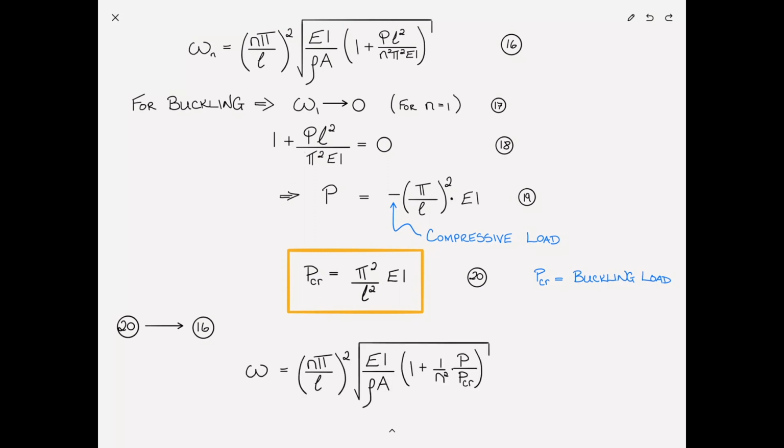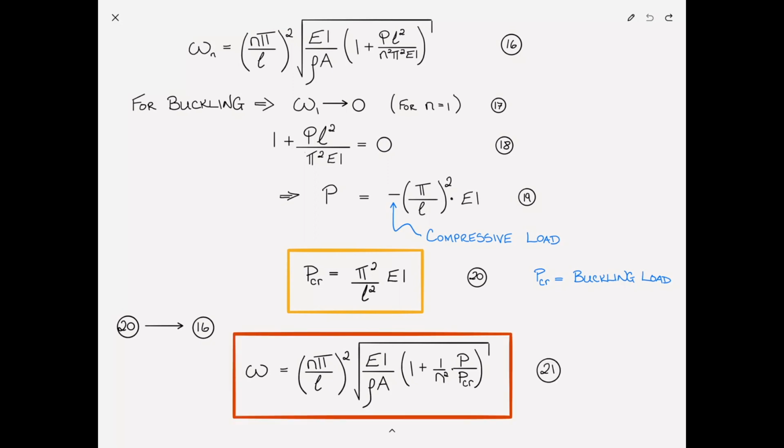And then finally we can substitute equation 20 into equation 16, and we can rewrite equation 16 as omega n equals n pi over L squared times root EI over rho A times the square root of 1 plus 1 over n squared P over P critical. Call that equation 21, and we put a box around it, we're done. I realize I'm missing my little n here.